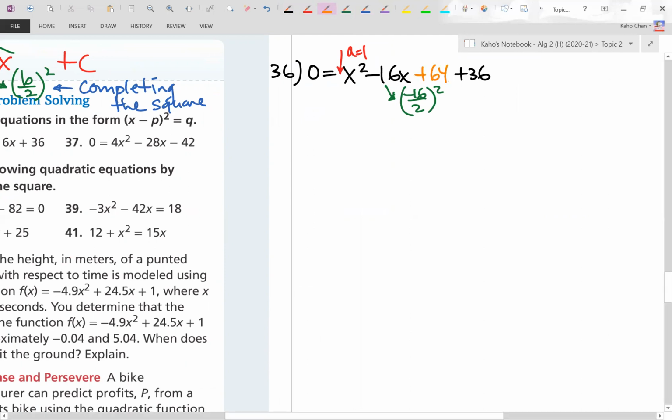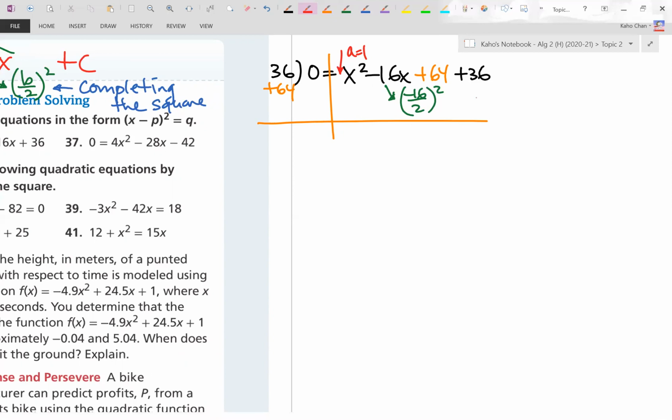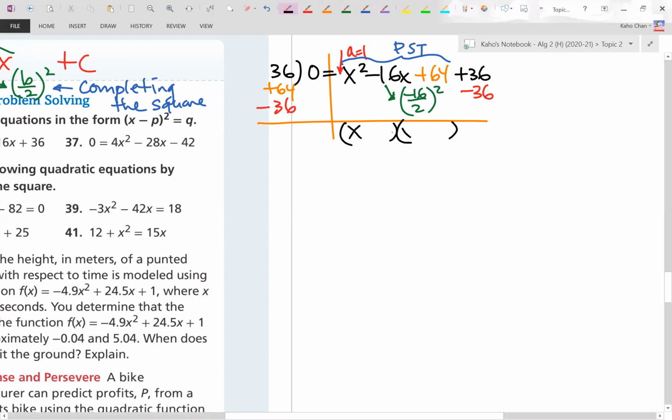Oh my goodness. Now to balance this out, I got to add 64 to the other side. This is an equation now. Yeah? And eventually, I do need to move the 36 to the other side, so I might as well move that as well to this side. But I did create a PST on the part right there. That's a PST right there. Okay. All right. x squared minus 16x plus 64 can be factored very easily. That's x minus 8 right there. 64 minus 36 on the other side is 28.